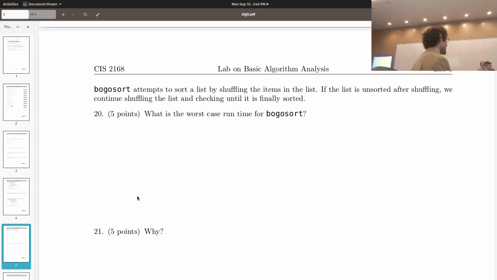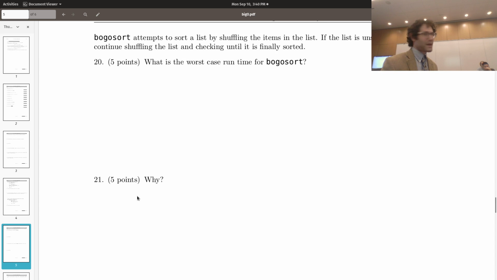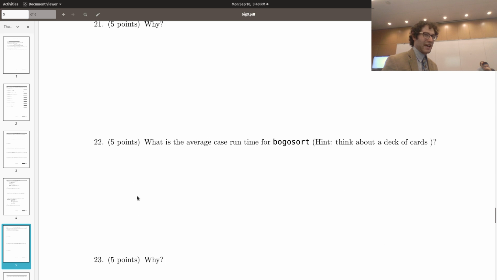BOGO sort is an algorithm that says, how am I going to sort this list? I am going to shuffle the list randomly, and while it is not sorted, I am going to keep shuffling it until I get a right answer, right? So while it's not sorted, shuffle the list. Okay, and once this list is sorted, it stops shuffling it, right? Essentially, this is the equivalent of throwing a deck of cards into the air, reassembling it, and hoping that the cards are in the right order, right? So it's a terrible algorithm, but I need you to analyze it just so you can understand.